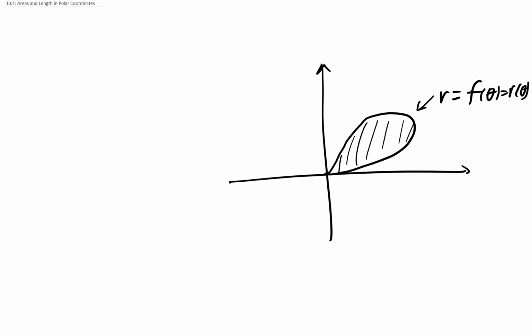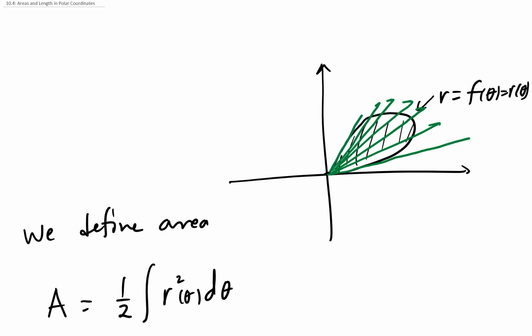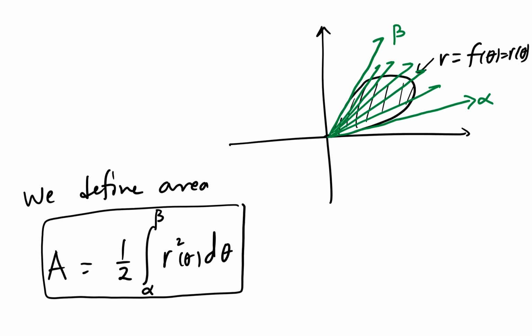We define the area for this shaded region to be 1/2, I'm not going to prove the formula now, 1/2 the integral of that curve r squared of theta d theta, or f squared of theta d theta, where theta changes from here, like if you shoot arrows out like that to cover the whole region. So it's going to go from alpha to beta. So this is the formula to calculate the area in polar.